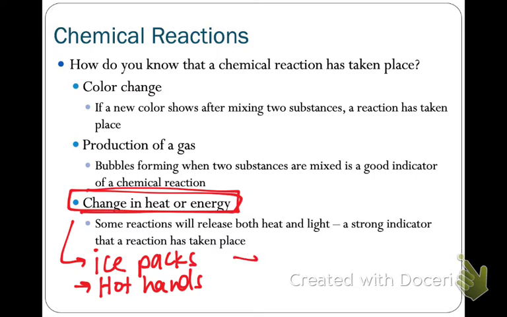Another one is glow sticks. Right? When you want to get a glow stick started, what do you have to do? You have to snap it, right? That snapping is breaking interior capsules in that glow stick and allowing these two substances to mix and start the chemical reaction that causes the glow. So these things are more common than what you really might think.